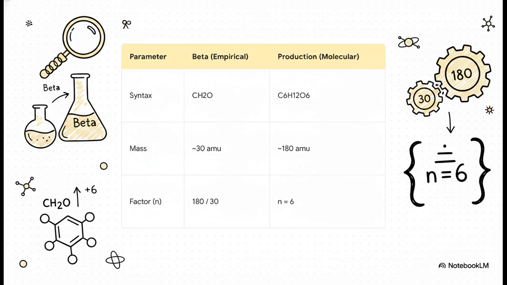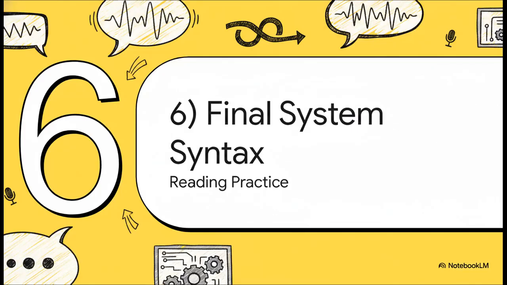Just looking at the table here, our beta version CH2O has a compiled mass of roughly 30 AMU, but our real-world production build weighs 180 AMU. Divide 180 by 30, and your multiplier n is exactly 6. Multiply your minified syntax by 6, and you deploy the full production build, C6H12O6. That multiplier is literally what breathes life into the code, turning a basic ratio into a fully functional glucose molecule. Pretty cool, right? Next up, Section 6, Final System Syntax, Reading Practice.